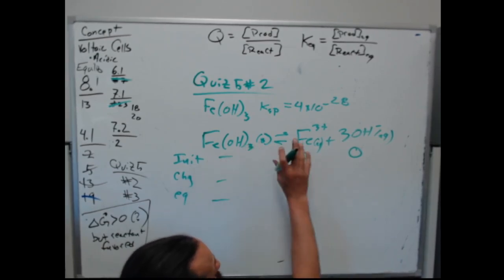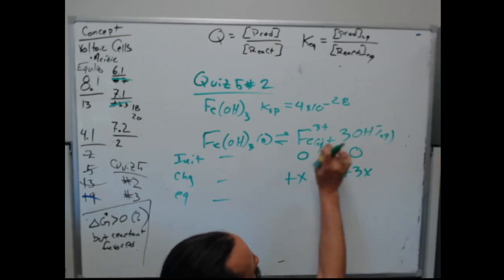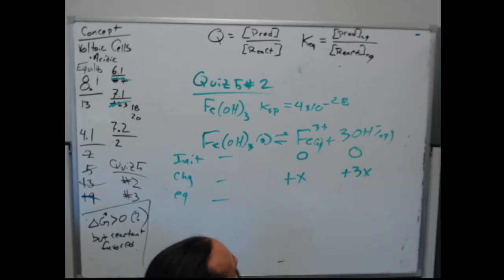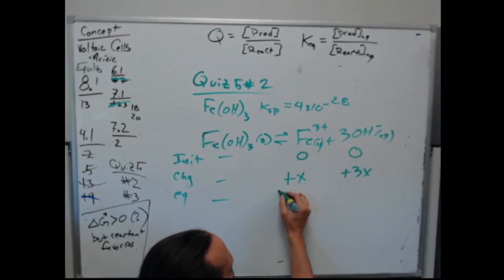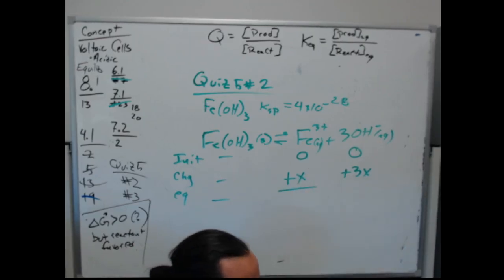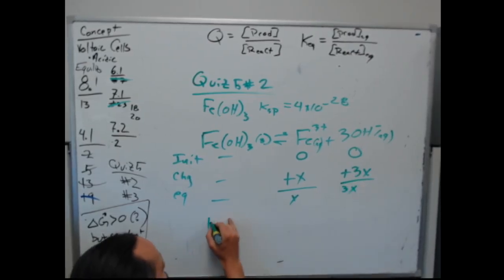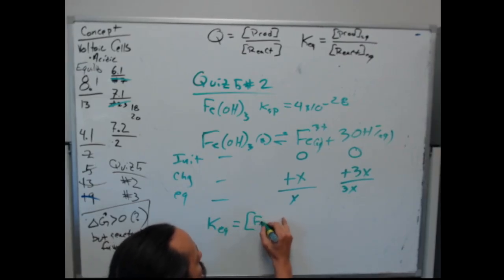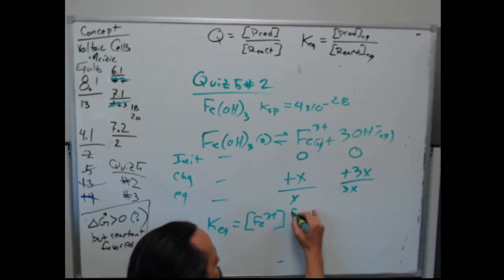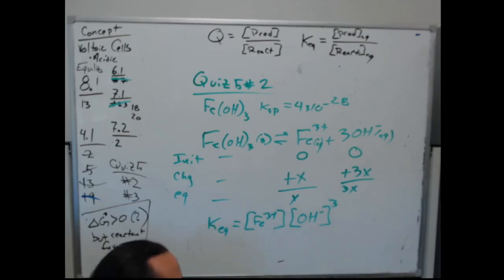For every iron hydroxide that falls apart, I get 1x there. I get 3x here because it's a 1 to 3 mole ratio. Every 1 iron is going to be 3 hydroxides. I do 0 plus x. We're not doing any x-smalls or anything like that, there's nothing there. So I'm going to get x and 3x. My equilibrium expression is going to be iron 3 plus times OH minus cubed.